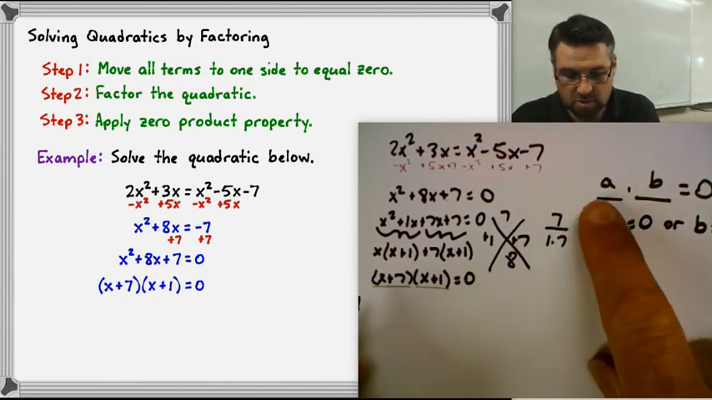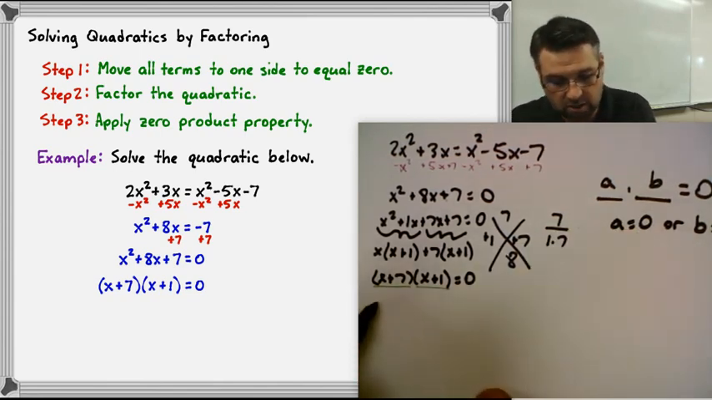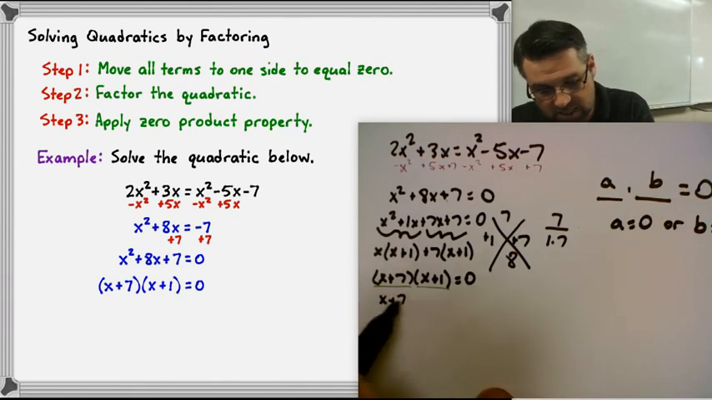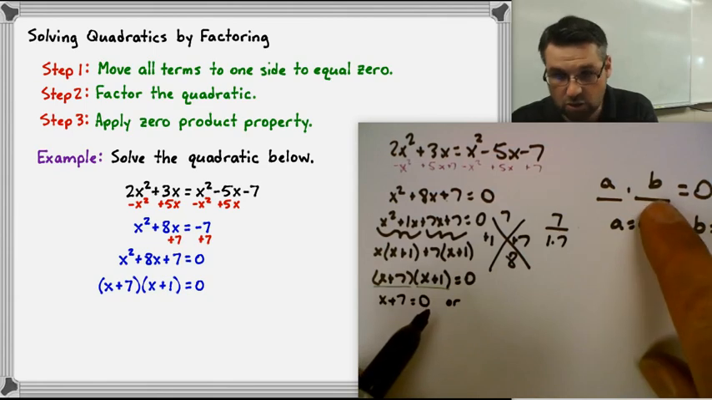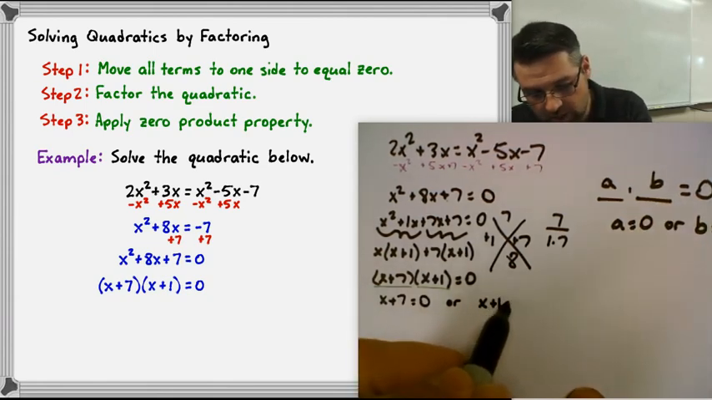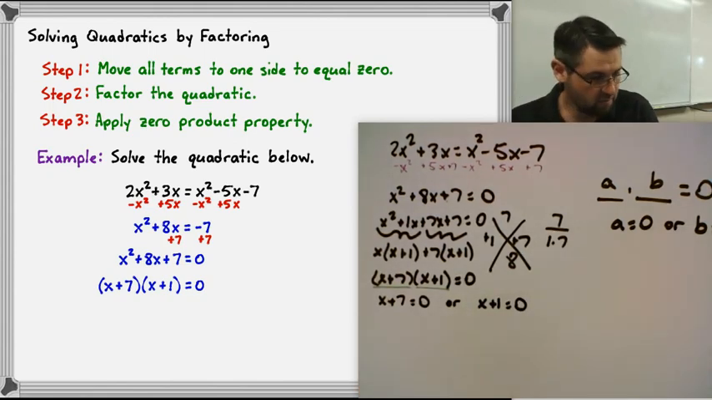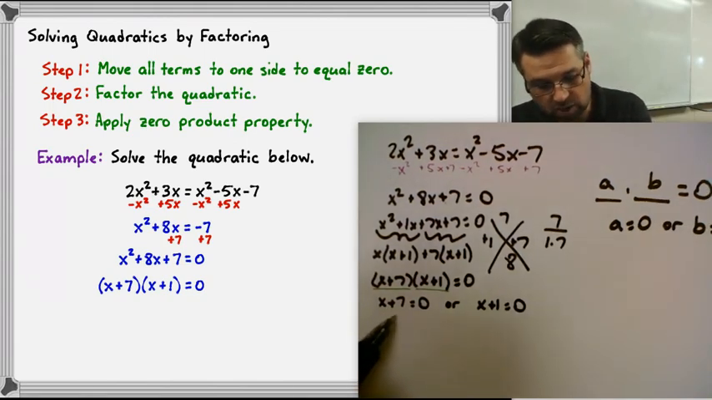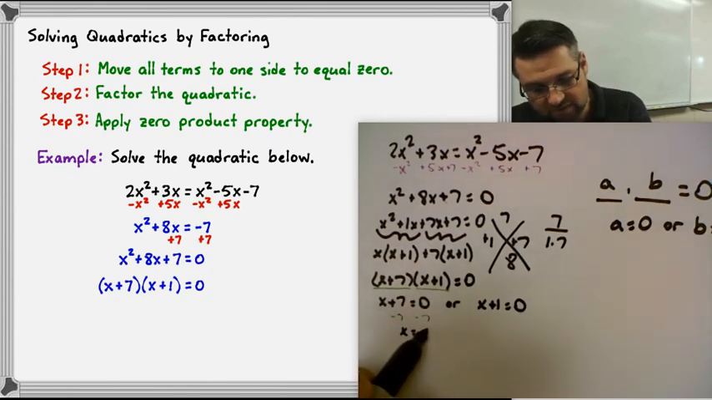What is the first term here? Just like a was the first term, the first term here is x plus 7. So we'd say x plus 7 equals 0. Or the second term, b, is going to equal 0. So the second term here would be x plus 1 equals 0. And then from here, we would solve each one of these. So we would subtract 7 from both sides. On the first one, we get x equals negative 7.